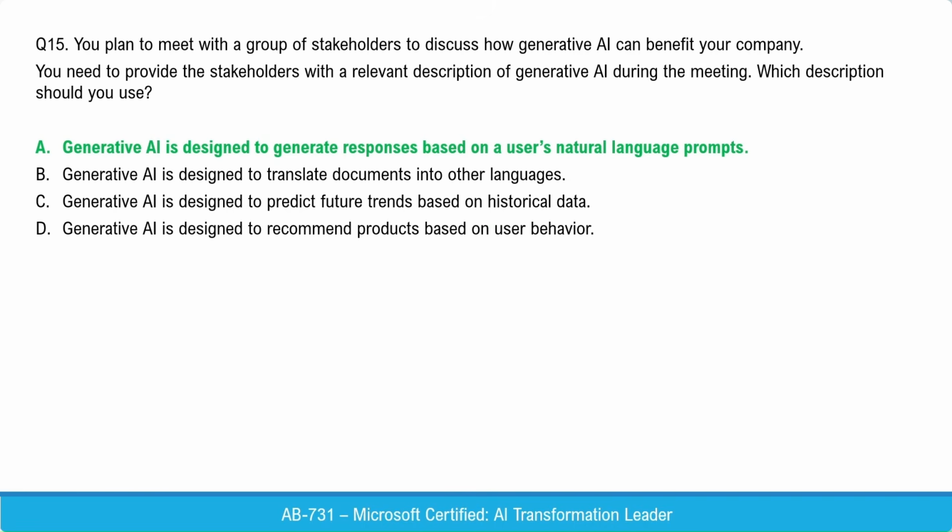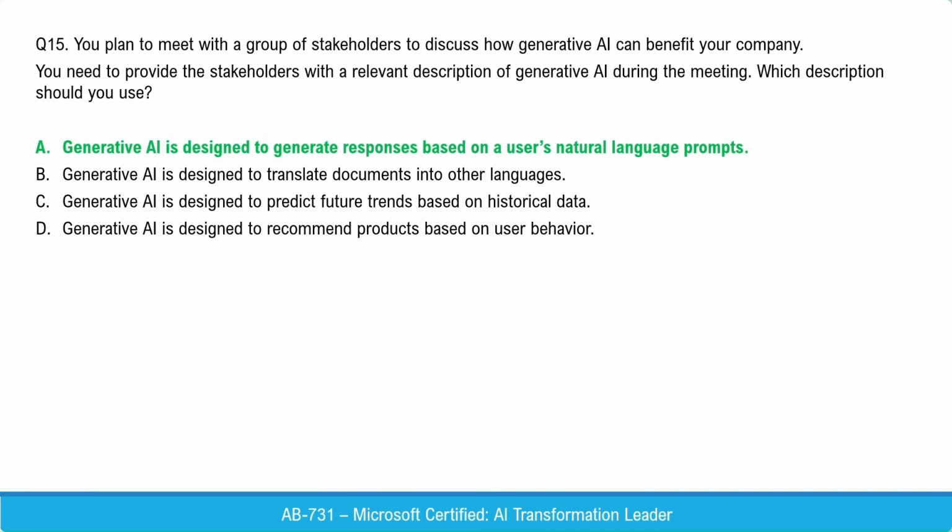Now let's look at other options to understand why they are not correct. Option B talks about translating documents into other languages. While Gen AI can do translation, this is just one specific use case. It does not define what Gen AI is. Option C refers to predicting future trends based on historical data. This is characteristic of predictive AI, not Gen AI.